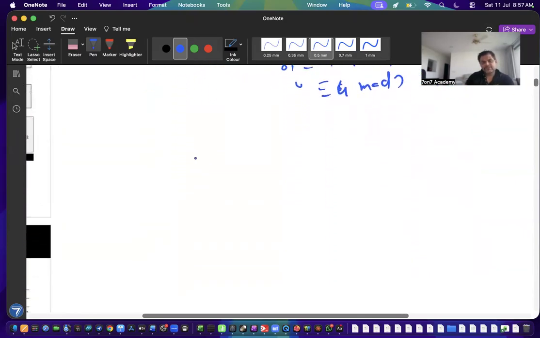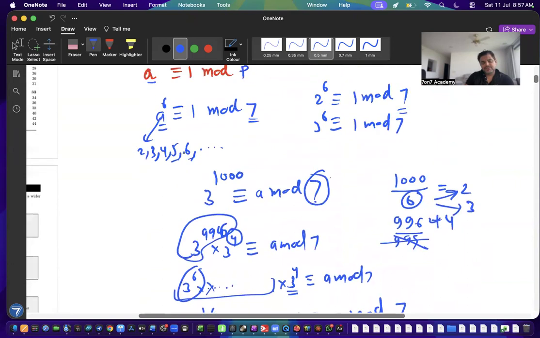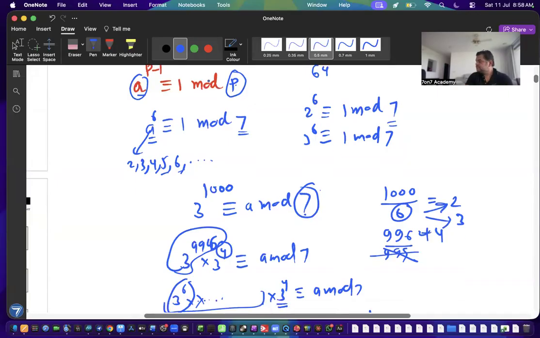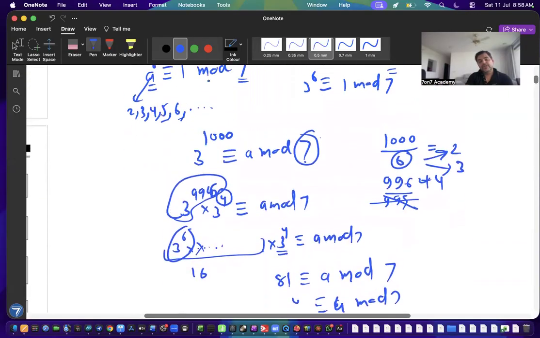Now let us do Euler's theorem. What is Euler's theorem? See, the problem with this is that if I take something that is not prime, because that was working for prime numbers. Our constraint is prime numbers. Suppose I want to divide by 10. Then how will I do it? If I divide by 10, that is not prime, no?